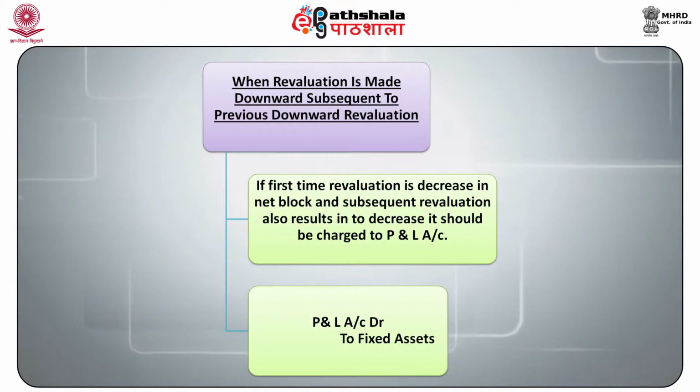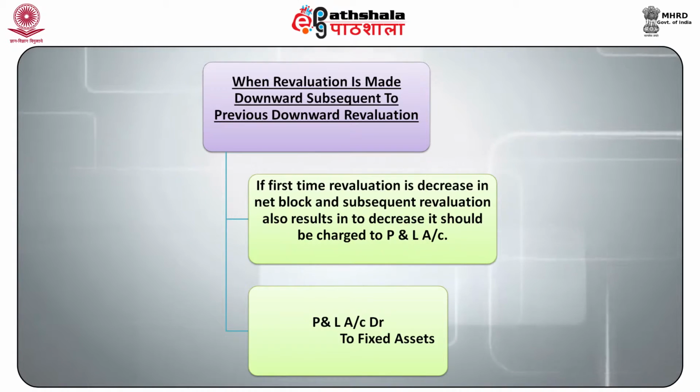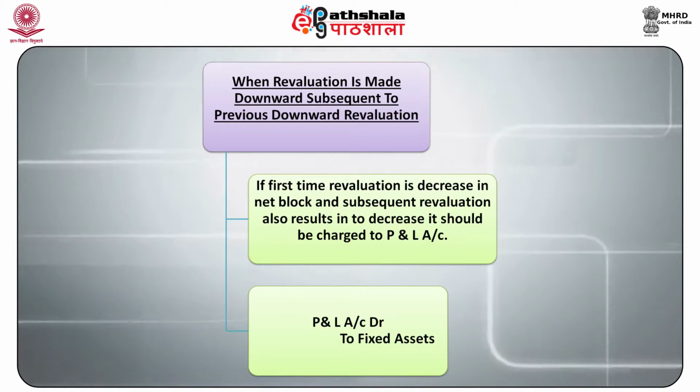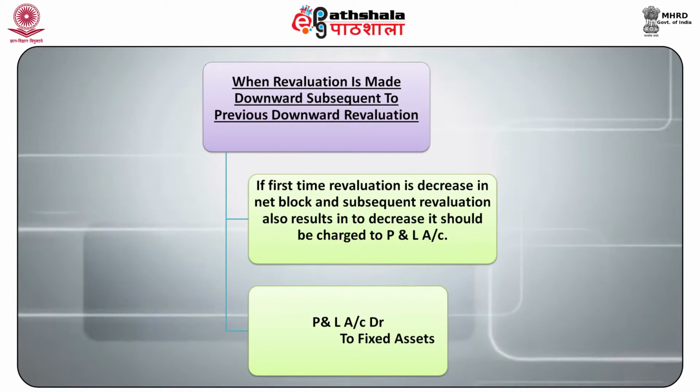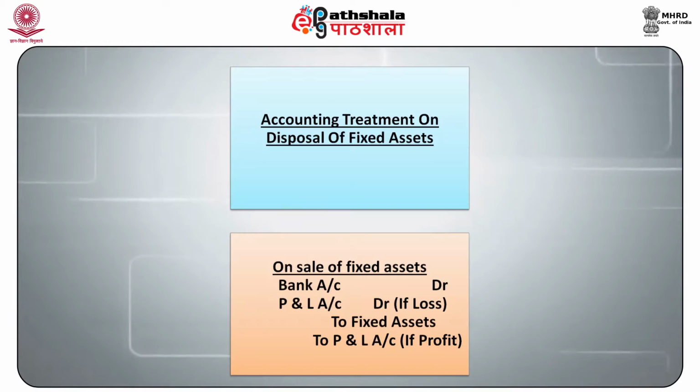Sixth, when revaluation is made downward subsequent to a previous downward revaluation. If the first-time revaluation is a decrease in net block and the subsequent revaluation also results in a decrease, it should be charged to profit and loss account. Profit and loss account debit to fixed assets.